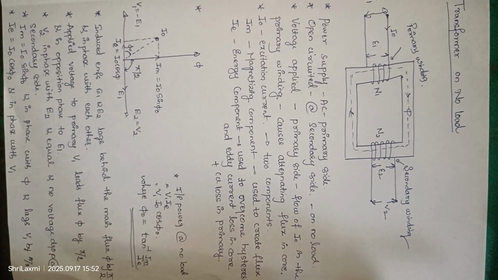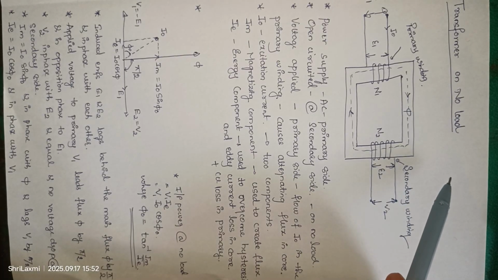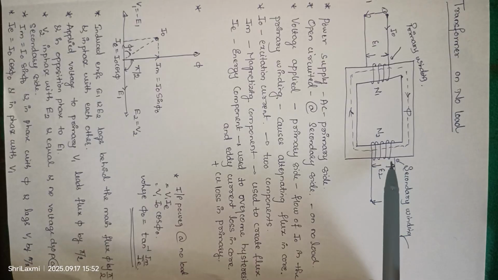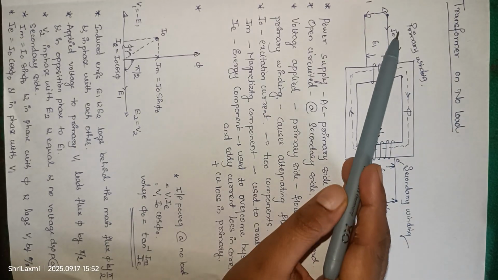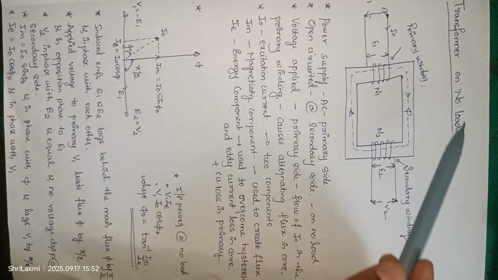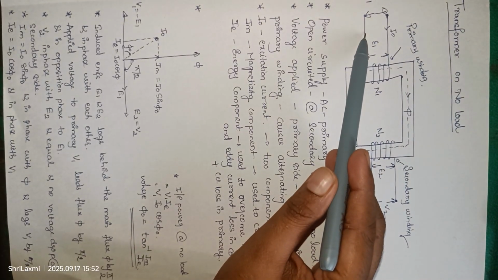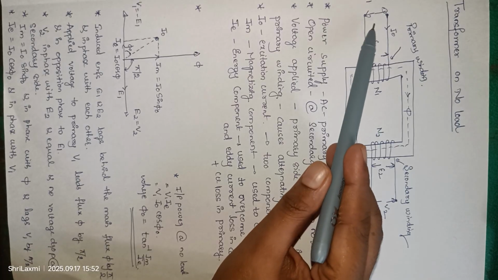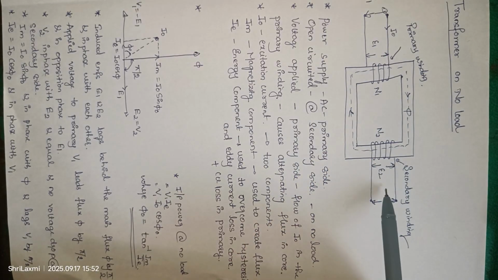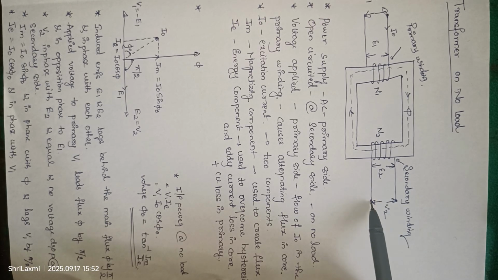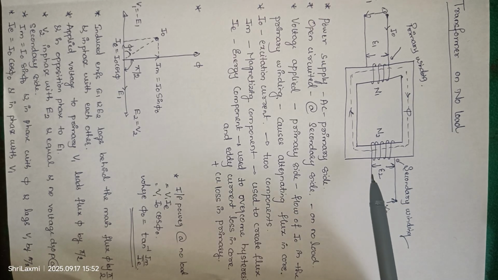So today's video, I'm going to explain about the transformer on no load. Here there are two sides, as you already know. This is the pictorial representation of the transformer. Here it is the primary section and it is the secondary side. Here in the primary winding we are going to give the power supply, that is V1, and here the secondary side is kept open, and here we are naming it as a V2 voltage.